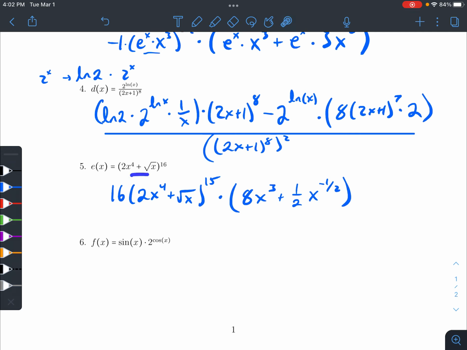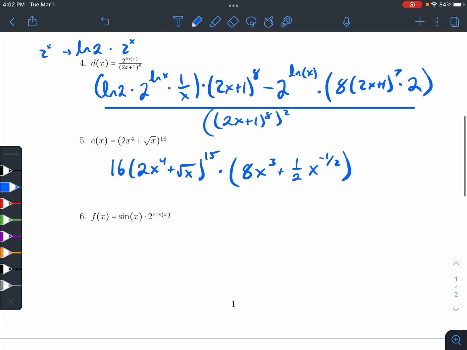So that makes sense. Let's double check. Something to the 16, I get 16. Keep the inside the same to the 15. Then the derivative of that is going to be 8x cubed plus 1/2 x to the minus 1/2. Yeah, this looks good. Now for the last one, it's going to be a product rule.